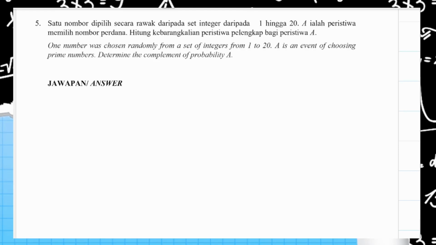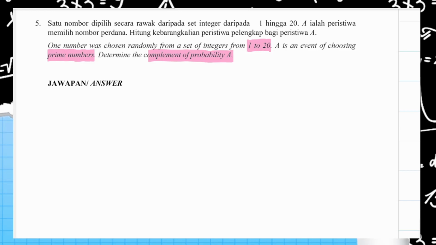Question number 5. Okay, read the question together. One number was chosen randomly from a set of integers from 1 to 20, and A is an event of choosing a prime number. Determine the complement of probability A. Again, complement of probability A.